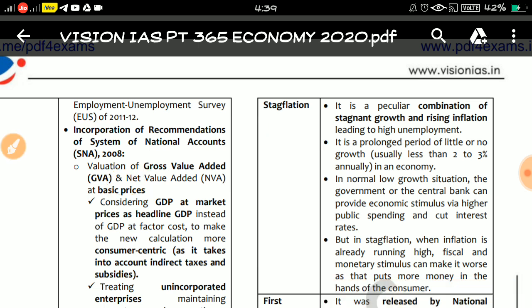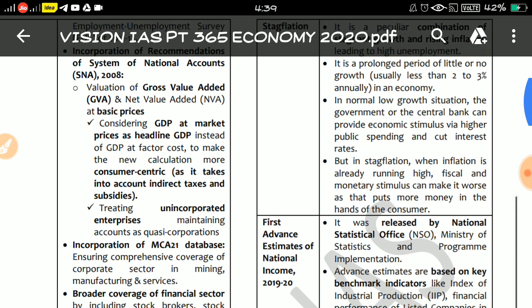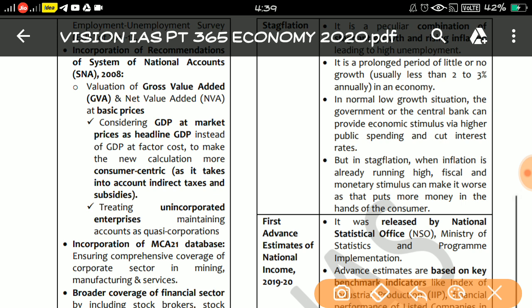And apart from that, the second thing is with respect to GDP. GDP at market price, rather than another kind of price. So considering GDP at market price as the headline GDP, this is there. And the third recommendation which was accepted was on unincorporated enterprises, so treating unincorporated enterprises as quasi-corporates.